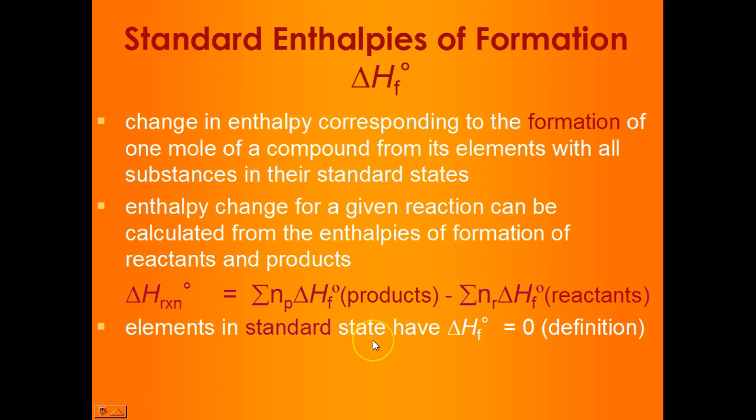If you have an element under normal conditions, such as bromine is a liquid at 25 degrees Celsius and 1 atmosphere pressure, aluminum is a solid at 25 degrees Celsius and 1 atmosphere, neon would be a gas. They don't require any energy, and they also don't release any energy to be formed, because that's how they're normally seen, and so their enthalpies of formation would be 0.